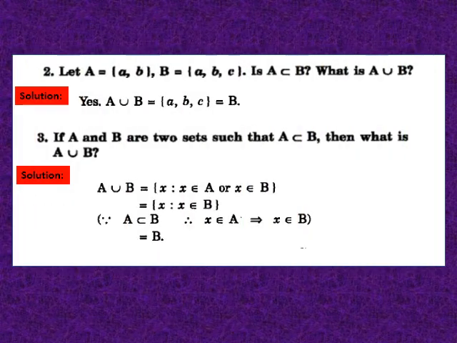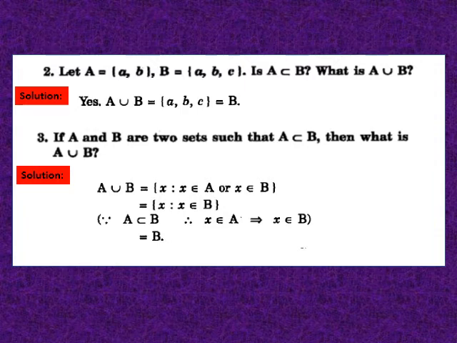Next is question 2. Let A be the set {a, b} and B be the set {a, b, c}. The question is: is A a subset of B, and what is A union B? Now all the elements of A are in B. Yes, therefore A is a subset of B. Second, we have to find the union. A union B is all the elements of A and B, and we don't repeat the elements. So it will be {a, b, c}.